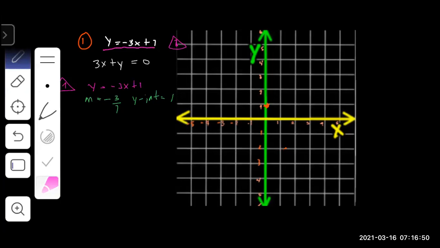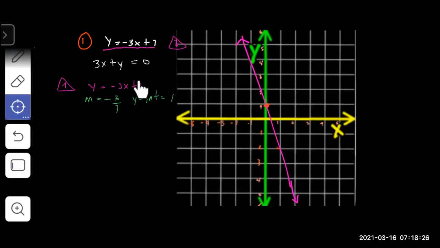Now, guys, once we have two points, we can make the line, and everything is going to be done. Let's suppose that this is the line, and this is my first function. I just graphed the first function.